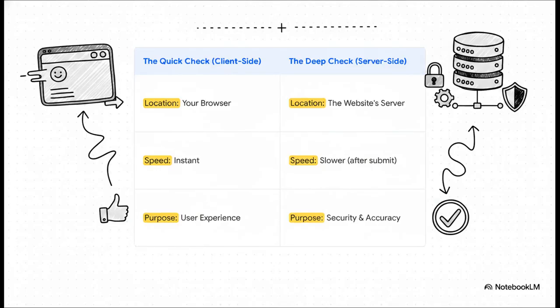So if we put them side by side, you can see they're really a team with two very different jobs. The quick check, the client-side one, happens right in your browser. It's instant, and its whole purpose is to give you a good, smooth experience. But the deep check, the server-side one, is a bit slower, and its purpose is way more serious: security and data accuracy. You really need both for a website that's friendly and safe.